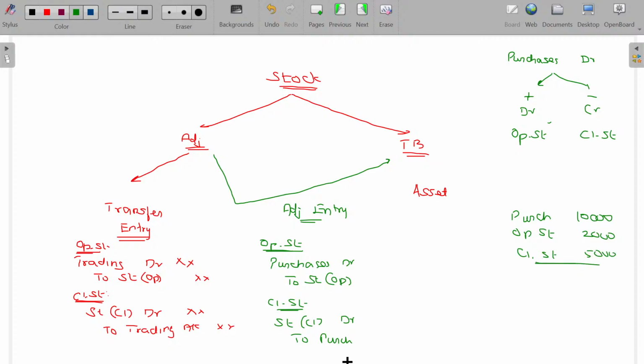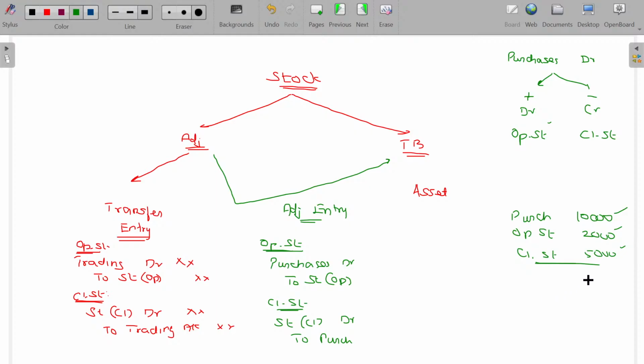What does it mean? We purchased 10,000 rupees worth of goods in the beginning in this year. Already we have 2,000 rupees worth of goods in the beginning. Overall 12,000 goods available with us. But at year end, we physically verify the stock available in the godown. We find it's only 5,000. 12,000 minus 5,000, 7,000 rupees worth stock is now missing.